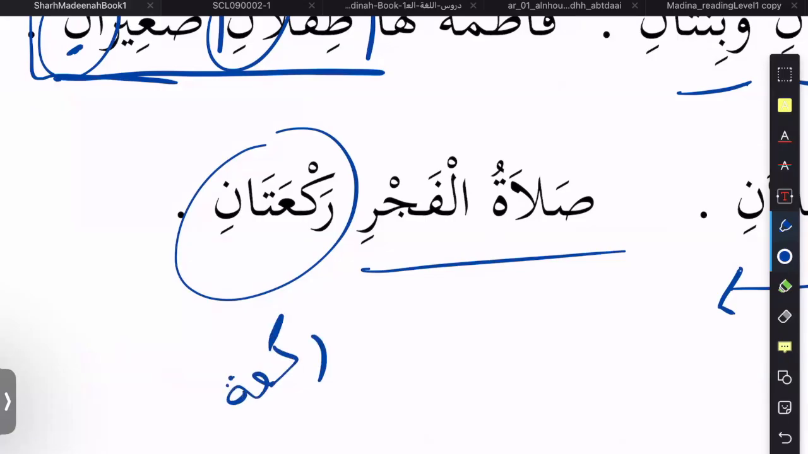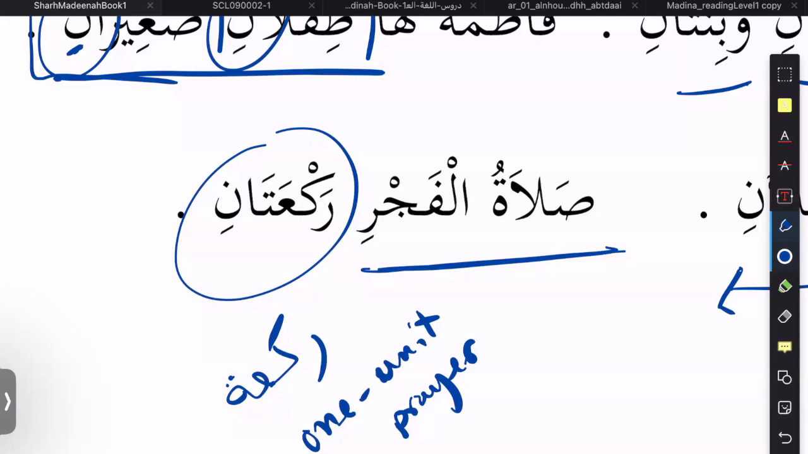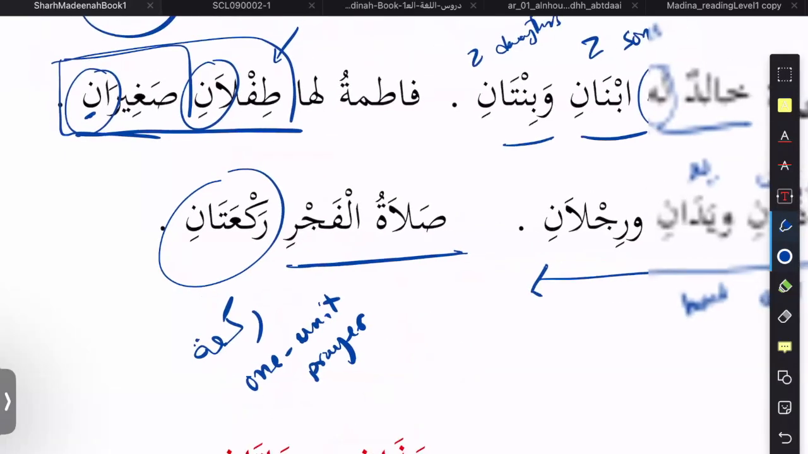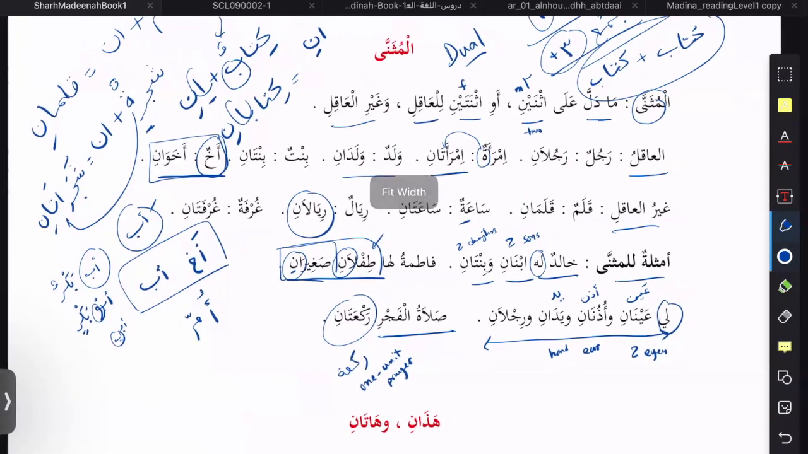So rak'atun is one unit of prayer. Now, from the standing to the sujud and you come back, that is one unit. But we're saying for Salatul Fajri rak'atani. So Salatul Fajr has two units of prayer. Any question? Very simple things.